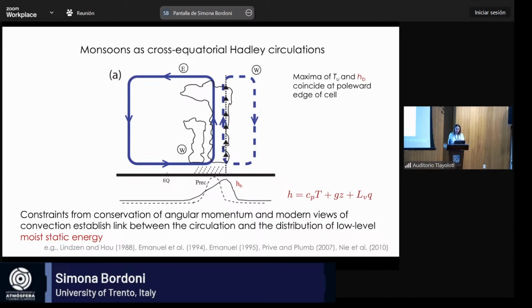correspondence, this covariation between upper tropospheric maxima and boundary layer moist static energy, to predict that the boundary of the cross-equatorial Hadley circulation would coincide with the maximum in the boundary layer moist static energy. As I mentioned, in this view, we do not expect precipitation to maximize right at the polar boundary of the circulation, but it maximizes slightly equatorward.